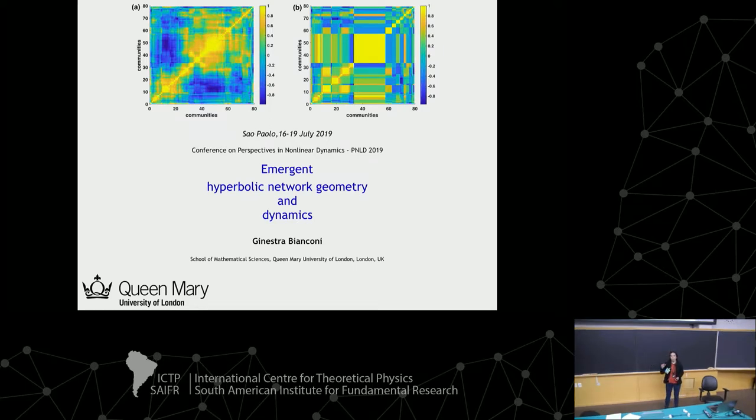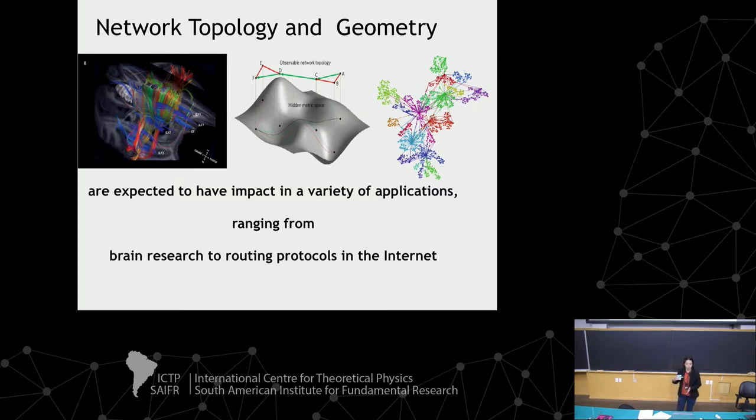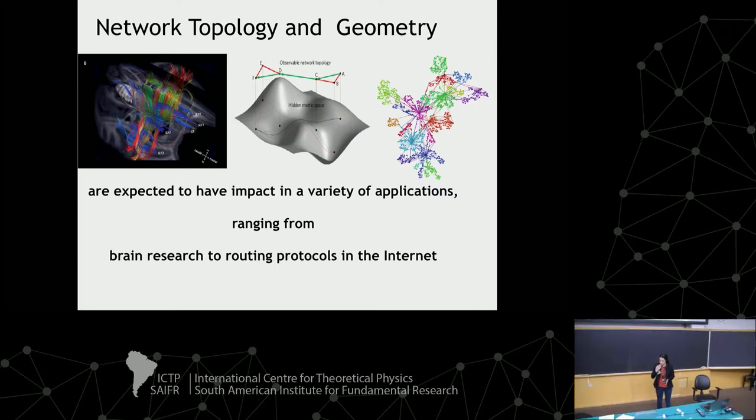In the context of complex networks, there has been a big understanding about the interplay between network structure and dynamic function. But recently, questions related to network topology and network geometry are coming into play. And in fact, it is very important to understand, for instance, brain networks with tools of topology and geometry like this manifold that you see there.